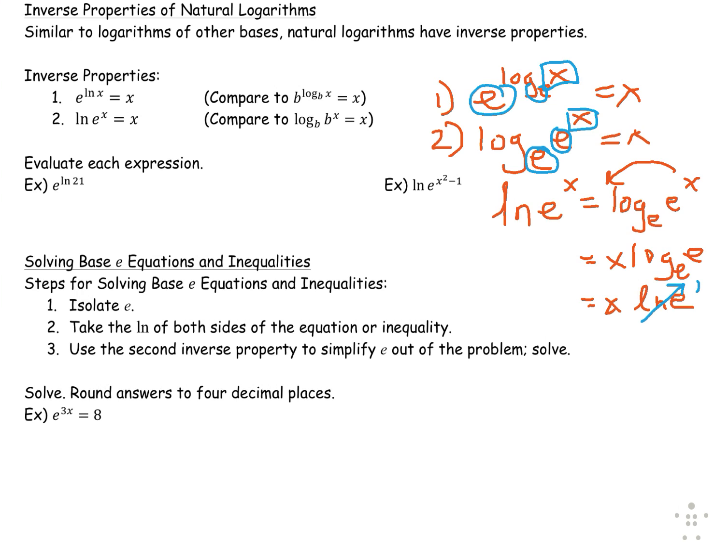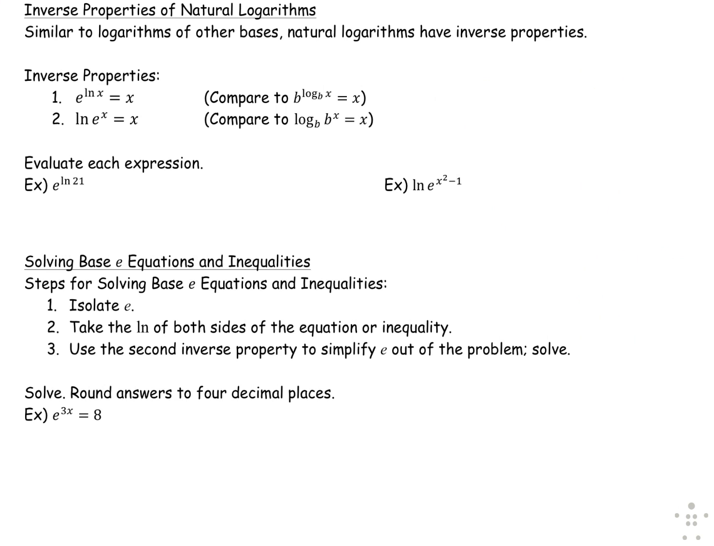And so 1 times x gets x. And so that's why these shortcut properties work. Let's apply them. Evaluate the expression. If it helps you, rewrite the ln natural log as log base e. And now climb the ladder. And 21 is the answer.